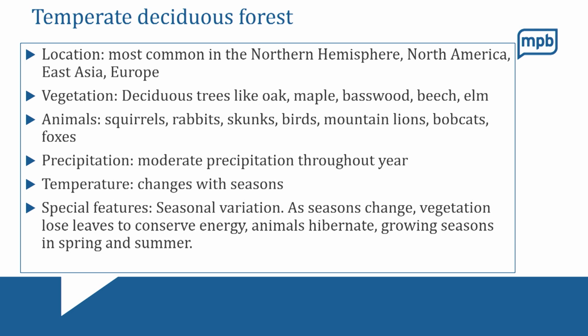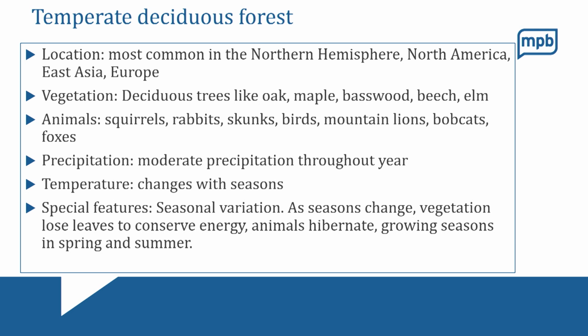So the location for these temperate deciduous forests, they're very common in the northern hemisphere, such as North America, East Asia, and in Europe. The vegetation here are deciduous trees. Again, deciduous trees are trees that lose their leaves. Some examples of those are oak, maple, basswood, beech, and elm. The animals here are squirrels, rabbits, skunks, birds, mountain lions, bobcats, foxes, animals that are common to Mississippi for the most part. Okay, the precipitation here is moderate precipitation throughout the year, right? And it's also going to kind of follow those seasons.